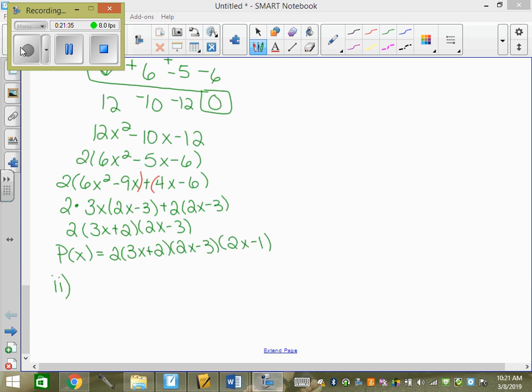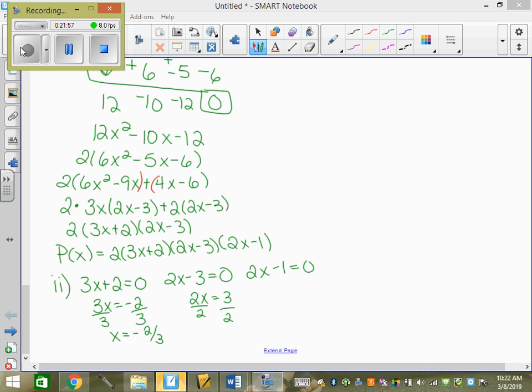So I'm going to take this, and I'm going to go 3x plus 2 equals 0, 2x minus 3 equals 0, 2x minus 1 equals 0. And then 3x equals negative 2, divide by 3, x equals negative 2/3. 2x equals 3, divide by 2, x equals 3/2. 2x equals 1, x equals 1/2.